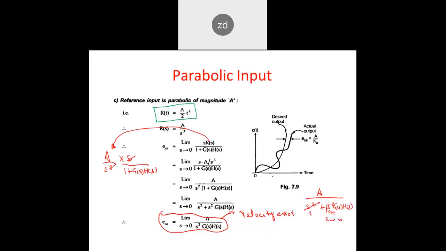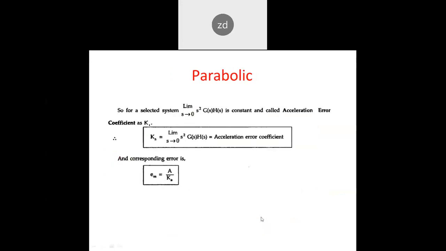Here S is tending to 0, so this term becomes 0, and you are left with this term, which is called the acceleration error, A by Ka. This term over here, S square G of S H of S, is nothing but the acceleration error coefficient, which we'll be seeing in the next slide. So clearly, you can see the error due to the unit step is ess equal to A divided by 1 plus Kp. Due to the ramp, it is straightforward, A divided by Kv, and due to the parabolic input, the response is A divided by Ka.